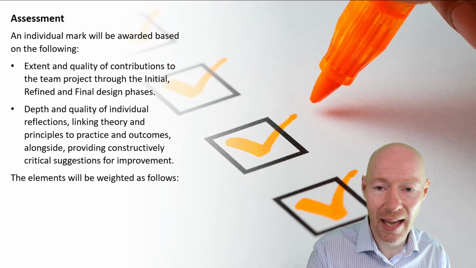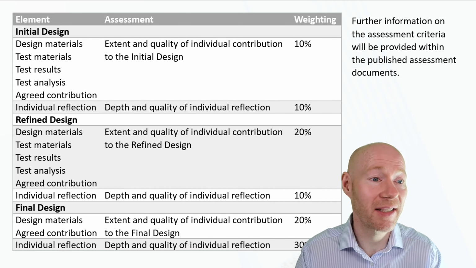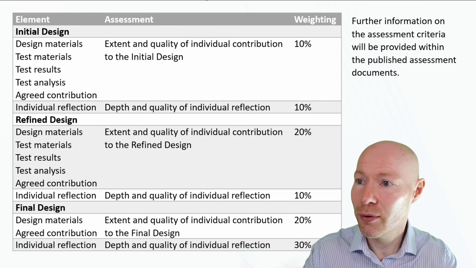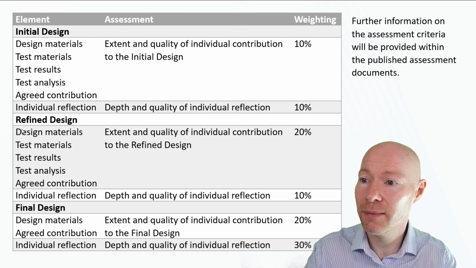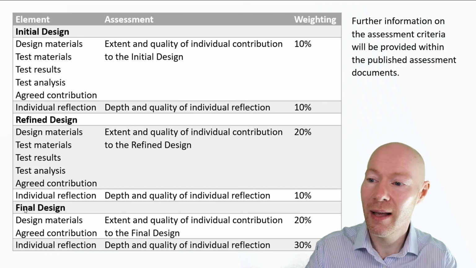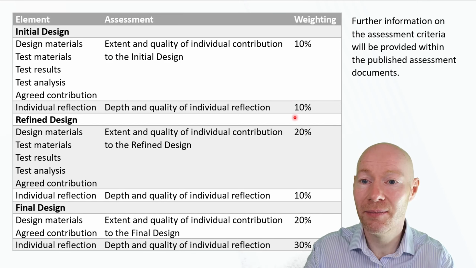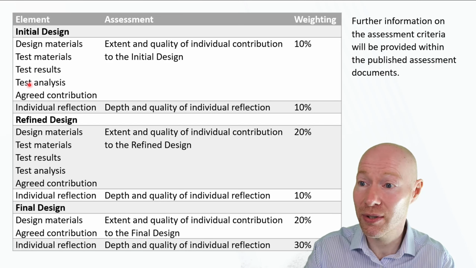How are we going to link them together? Well, we'll see that on this slide here. So we've got 3 elements. We've got our initial design going on to the refined design, then going into the final design. And for the initial design, we have 10% available for the design materials, test materials, test results, and test analysis. So 10 marks for that.